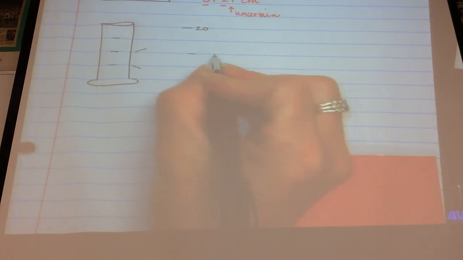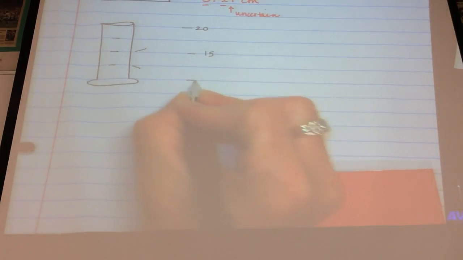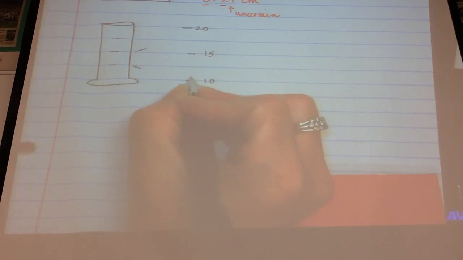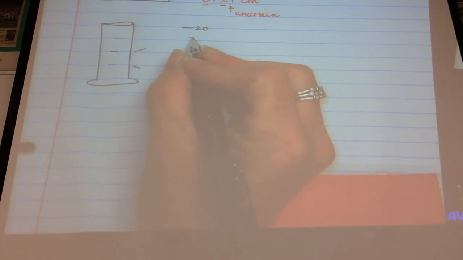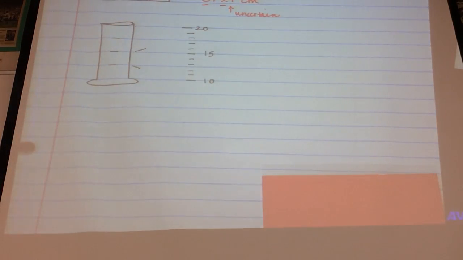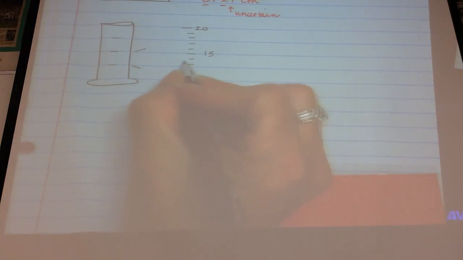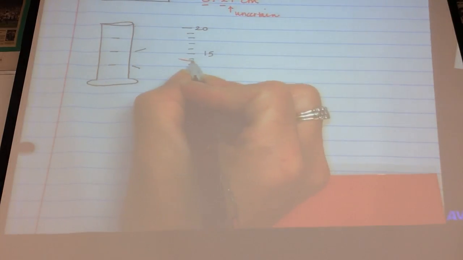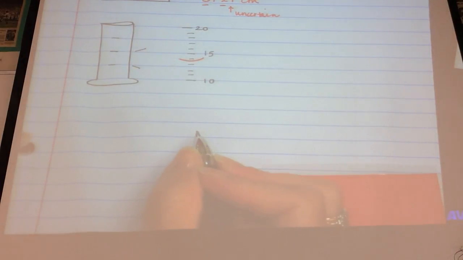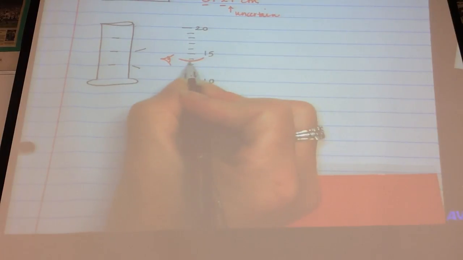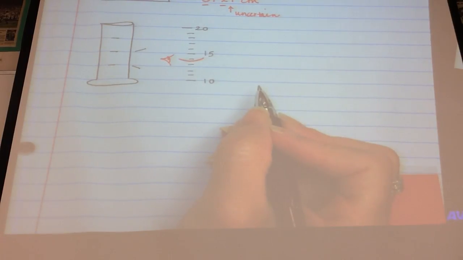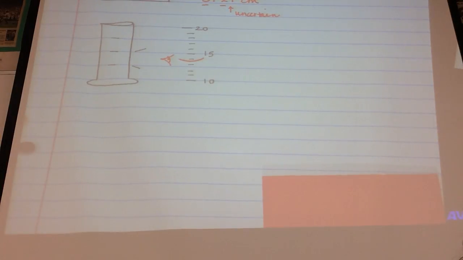And this is going to be 15. And this is going to be 10. And so we've got 11, 12, 13, 14, 16, 17, 18, 19. And I'll teach you how to read the graduated cylinder, but let's say, for example, this is the meniscus. When you read a graduated cylinder, you want your eye level to be at the bottom of the meniscus, and I'll re-illustrate this before we do the lab.